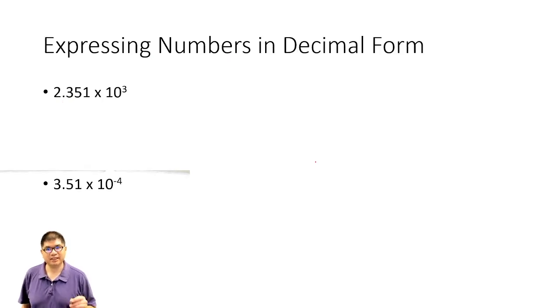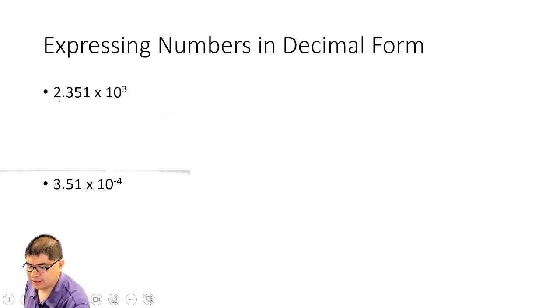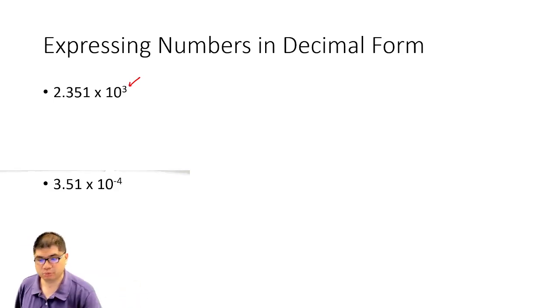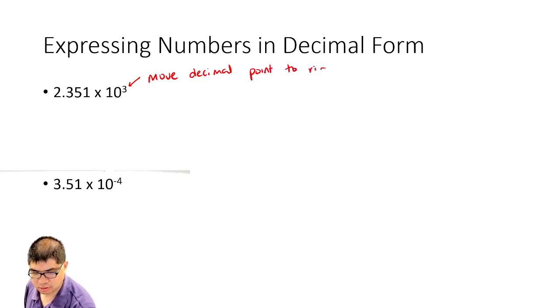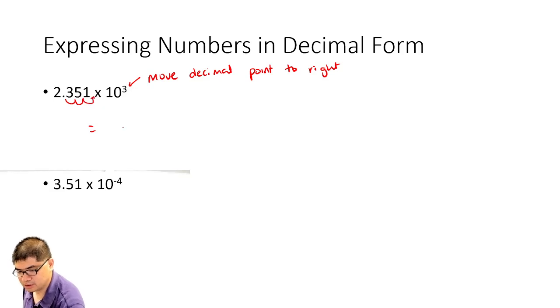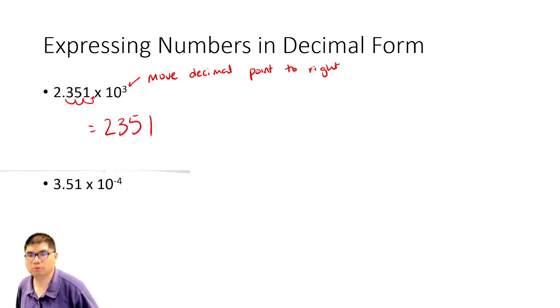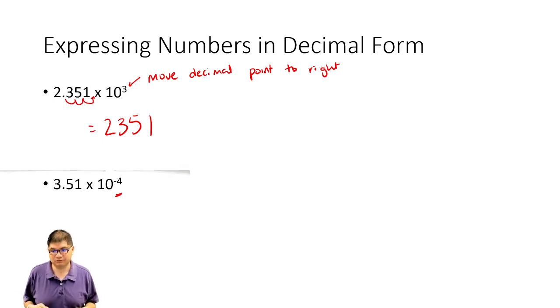Let's look at the other way around. Here, we now want to express numbers in decimal form. To do this, I need to multiply that. If I'm having a positive exponent, I need to move that decimal point to the right. I need to make that number bigger, right? 1, 2, 3. So I have 2,351.